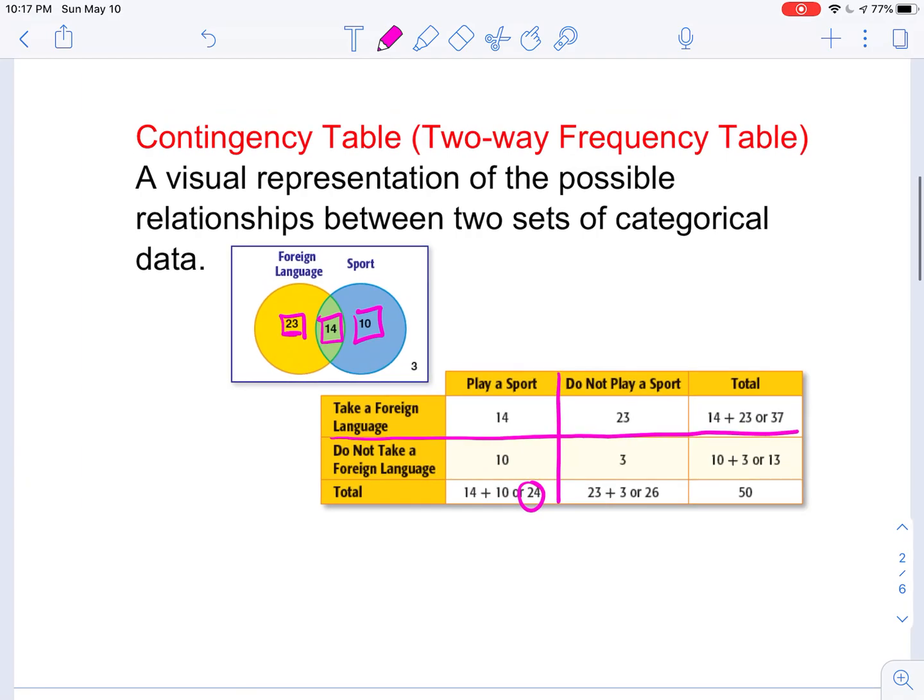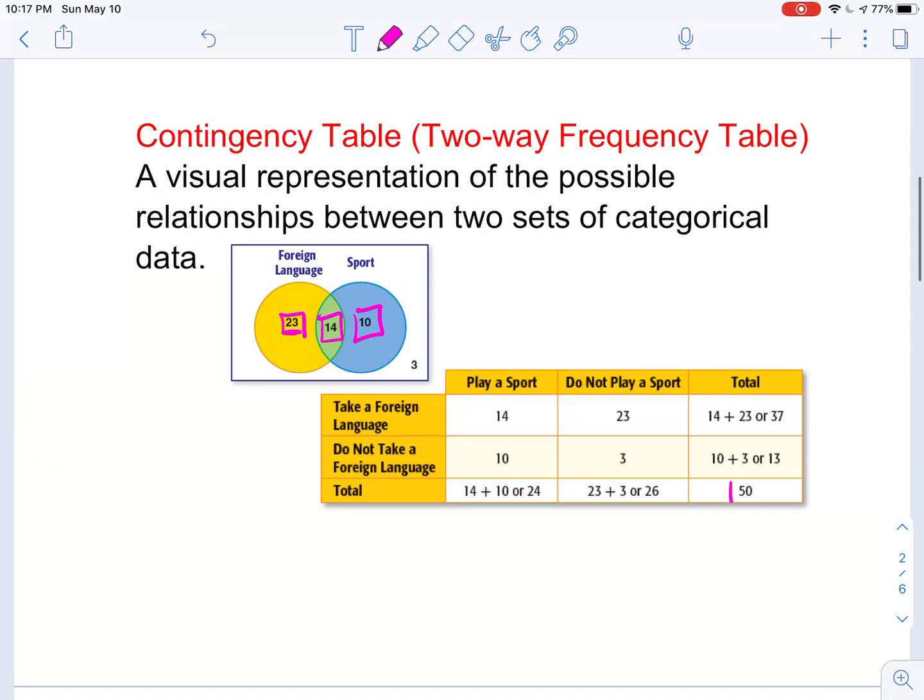Okay, and then now that we have two other categories, we can also total those up for subtotals of their columns. So those who do not take a foreign language would be this row, the 10 plus the 3, to get a total of 13. And those who do not play a sport is this column, 23 plus 3. Okay?